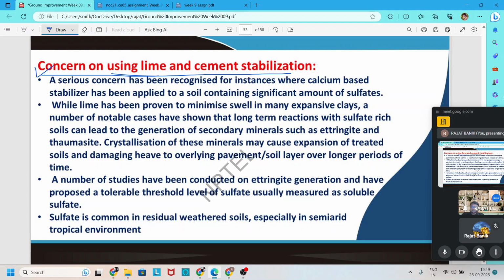in the ground. Sulfate is common in residual weathered soil, especially in semi-arid tropical environments. So we cannot use lime stabilization on residual weathered soil in semi-arid regions, because here the sulfate amount is more. So due to this, over a longer period, some cracks or damage may happen due to the exposure of soil when sulfate is present.